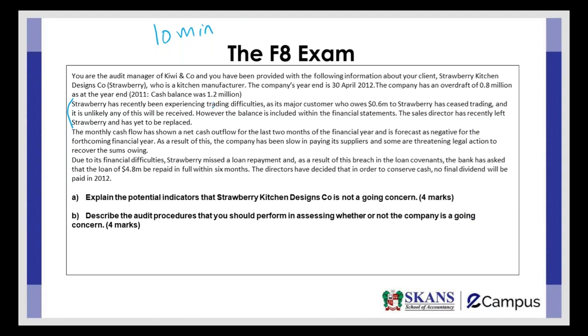If I quickly write this down: trading difficulties, major customer has ceased trading, sales director has left, forecast shows a bad situation, slow in paying suppliers, they are threatening legal action, a loan covenant has been breached and it's now repayable, and no final dividend has been paid. Guys, please remember, and I want you to be very, very careful that identification is only going to get you half a mark. So for example, why is point number 7 an indicator? Because they might not have money to repay this amount.